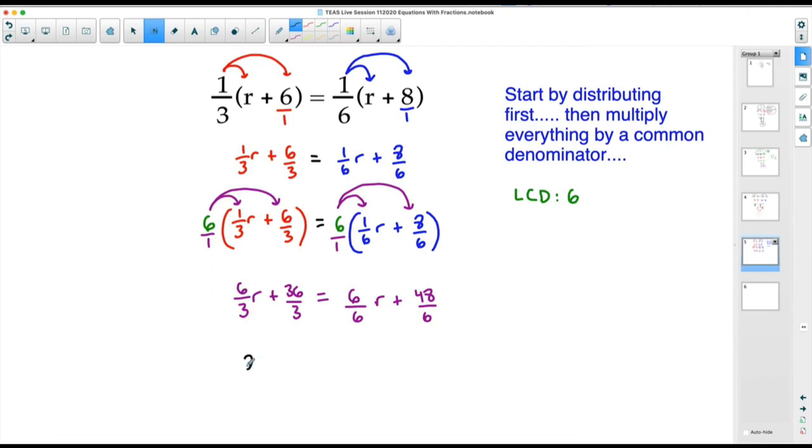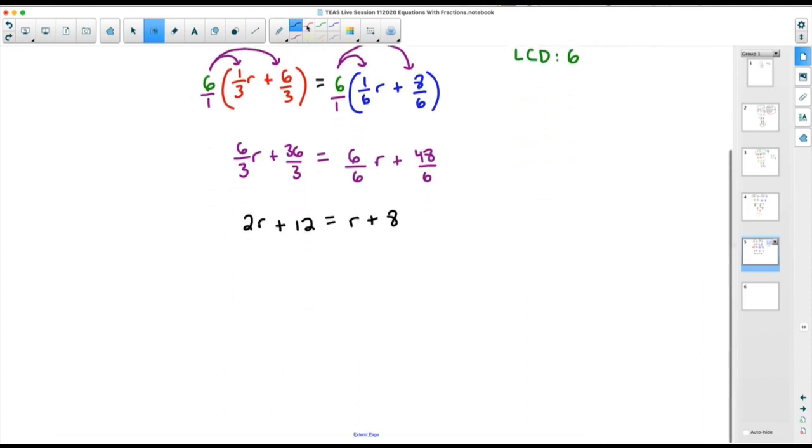6 divided by 3, 2r. Plus 36 divided by 3, that's 12. Equals 6 divided by 6 is 1. That's an understood 1r. I'm just going to say r because that's understood to be 1r. And then we have plus what? 48 divided by 6, we get 8. Look at how nice that looks. Even though we had ugly decimals, 1/3, that's a repeating decimal. 1/6, that's a repeating decimal.